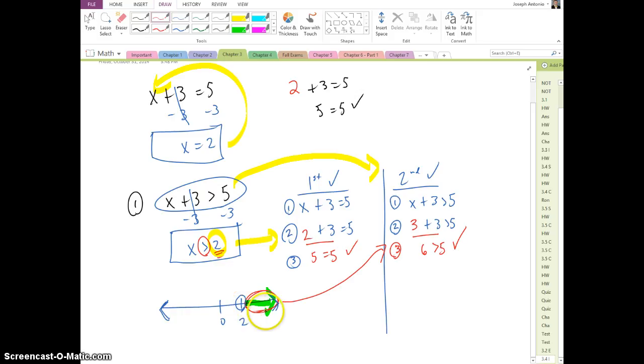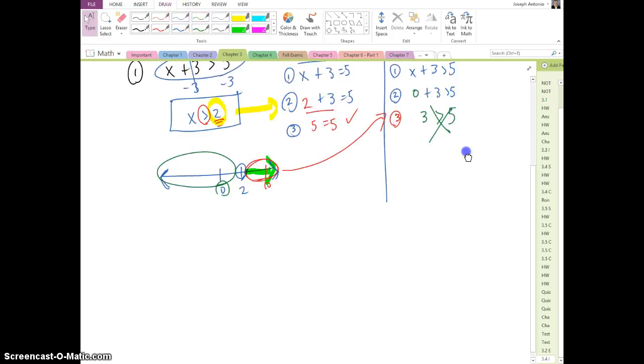What you notice is you could choose any number. Let's say instead of 3, I chose 10, because 10 is in my solution. 10 plus 3 is 13, and 13 is greater than 5. Now, just for the sake of showing you, if I chose a number anywhere over here, it would not work, such as 0. 0 plus 3 is 3, and 3 is not greater than 5. Again, that's how you would check your work.